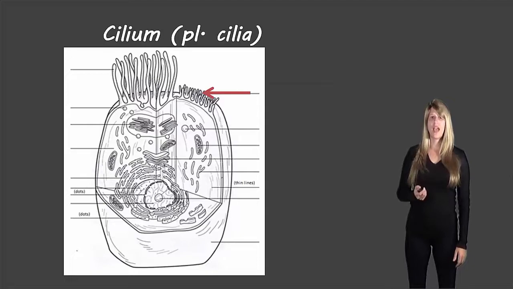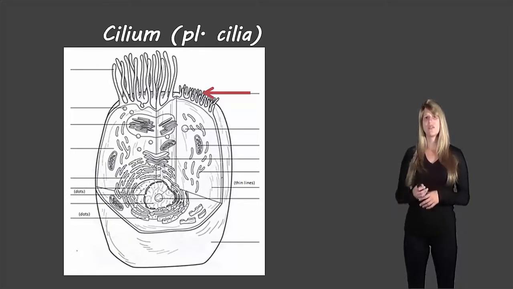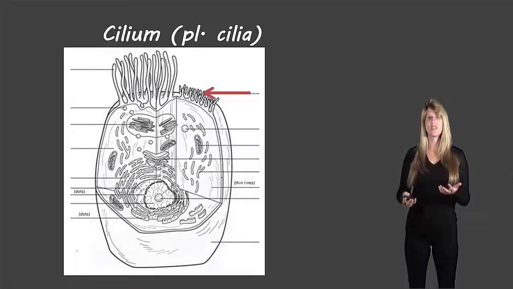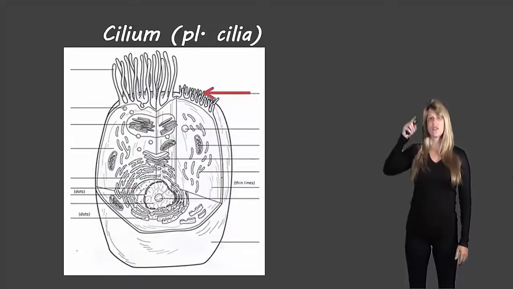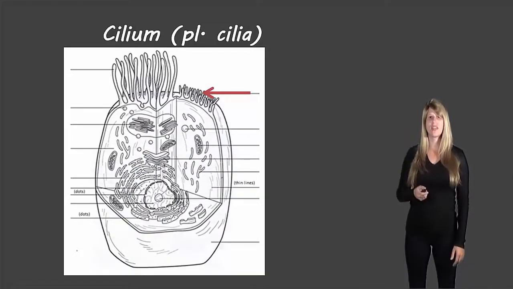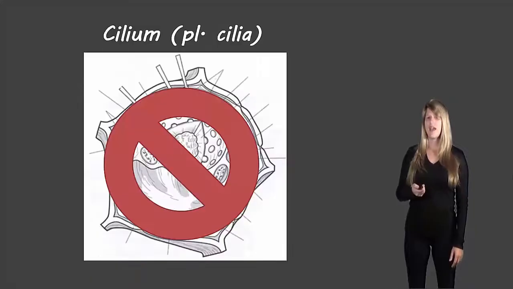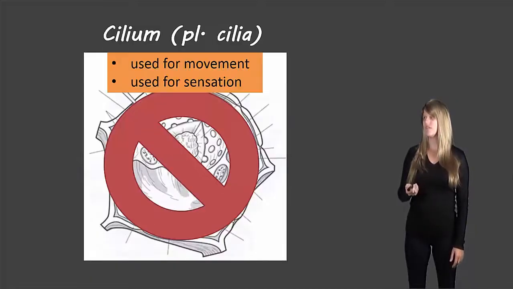The next one we'll look at is the cilium. So cilium is singular, cilia is the plural. So if there's many of them, we call them cilia. So in this example, there's several cilia, otherwise cilium if there's just one of them. So these are sort of like the little hair-like looking things that come off of the cell. And these do not exist in the plant cell. They're used for either movement or for sensation.